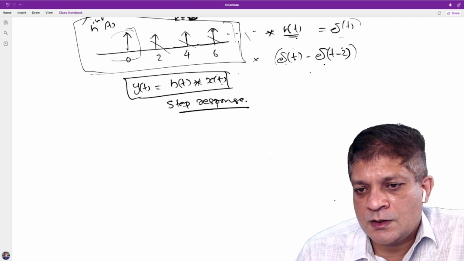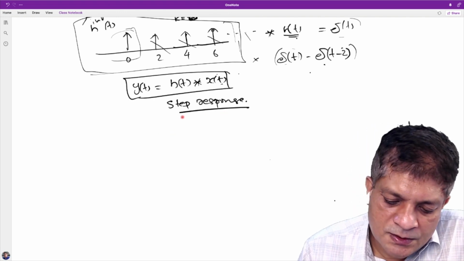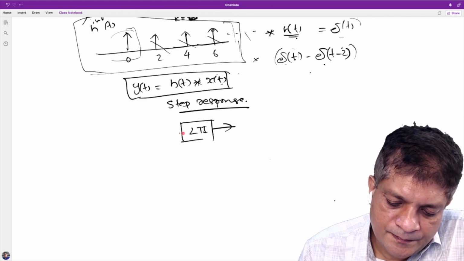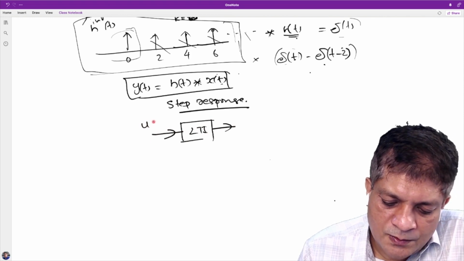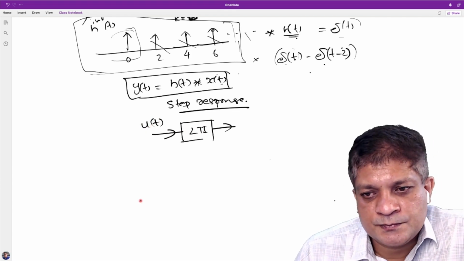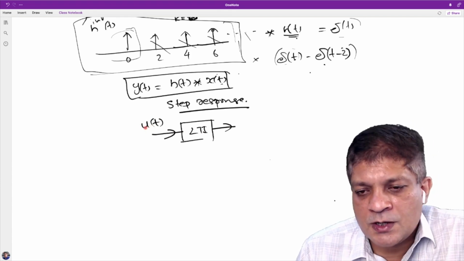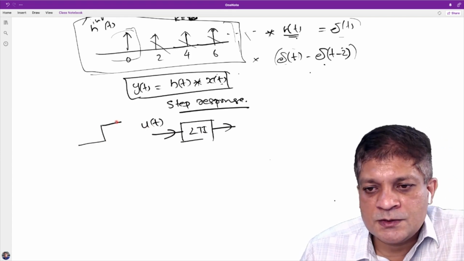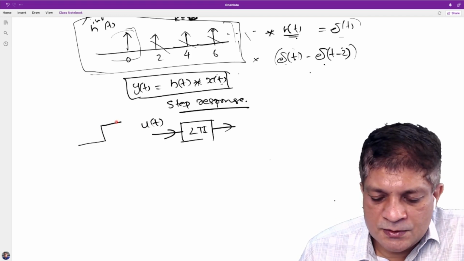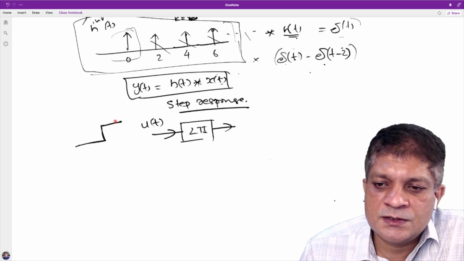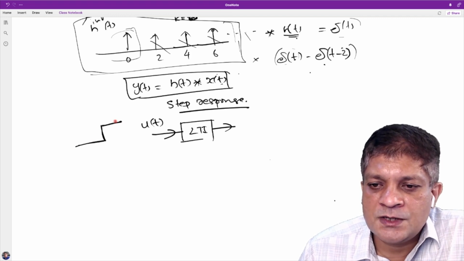Step response, as the name implies, is the response of an LTI system to a unit step input. What is the output corresponding to a unit step signal? That means how the system behaves when there is a sudden jump in the input.